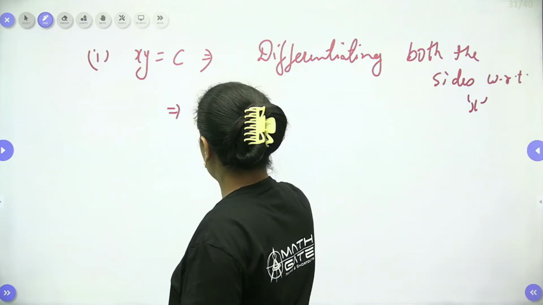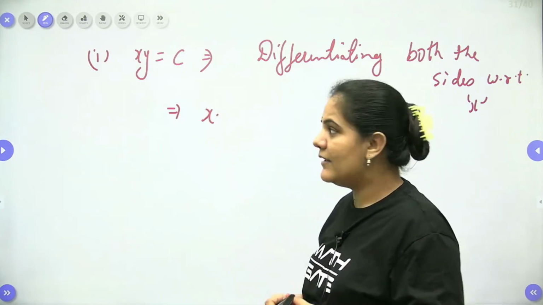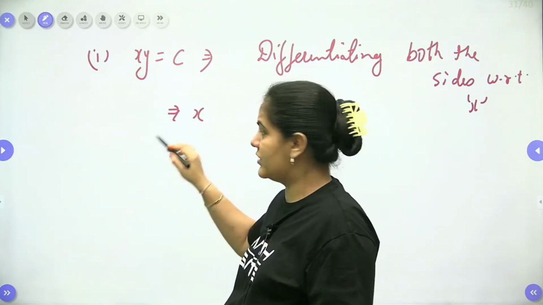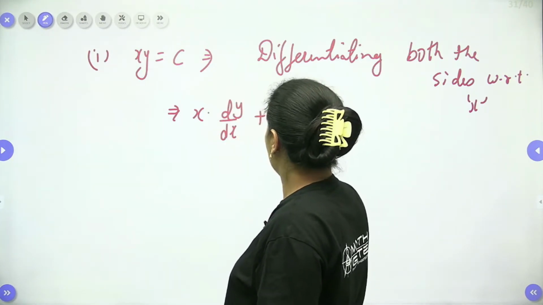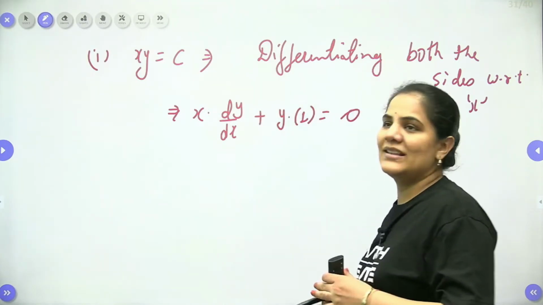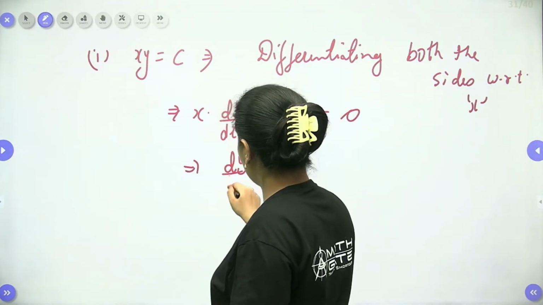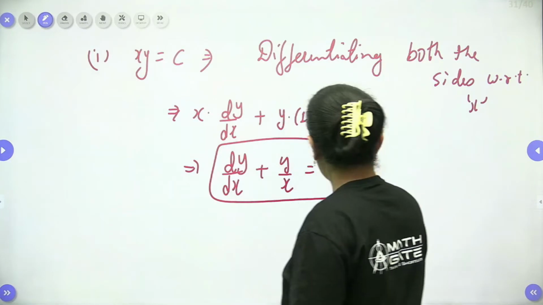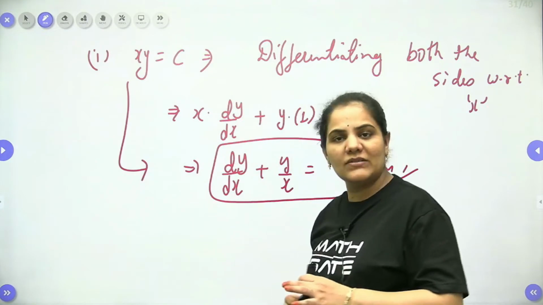It will become x into... we cannot differentiate x and y together. It will be the u into v form. So first of all, let's take x as a constant and differentiate y. It will be dy by dx. Now let's take y as a constant and differentiate x. It will be 1 only, and the differentiation of c, which is a constant, will be 0. So the differential equation will be dy by dx plus y by x is equal to 0. Hence this will be your final differential equation for this particular given equation.